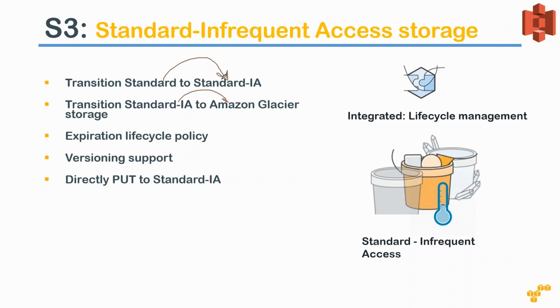It is not that you always have to come to IA and then move it to Glacier. You can also directly move it to Glacier. But people tend to do it this way because when you're in IA, it is still frequently accessible. But if you remember, Glacier has a retrieval time involved. There are 3 to 5 hours of retrieval time that is involved when you're putting data in Glacier.